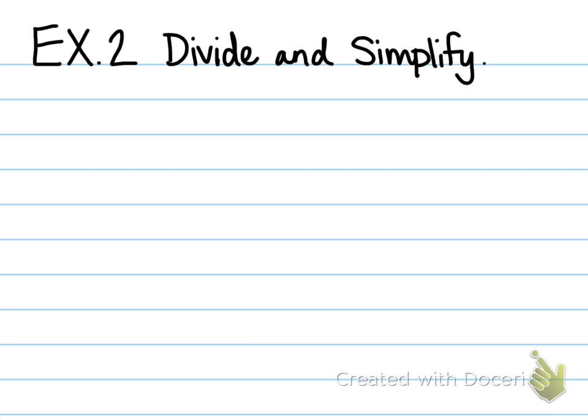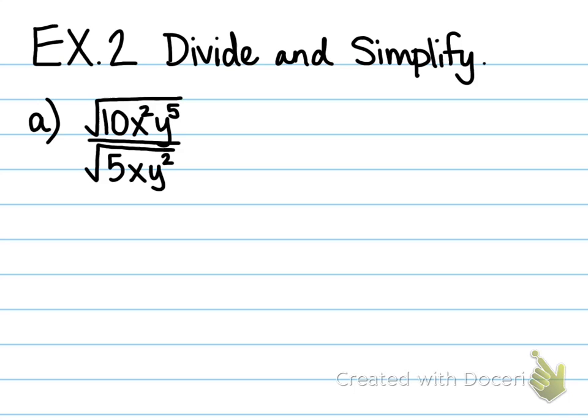Okay, so now we're going to look at division. So we start with the square root of 10x squared y to the 5th divided by the square root of 5xy squared. Since they're both square roots, I can divide everything out first and then try to simplify. I can write it inside if you need to, or if you don't need to do this step, you could jump to the next step if you want to. But I'm going to divide the numbers, 10 divided by 5. Then I will subtract the exponents of the x's, subtract the exponents of the y's.